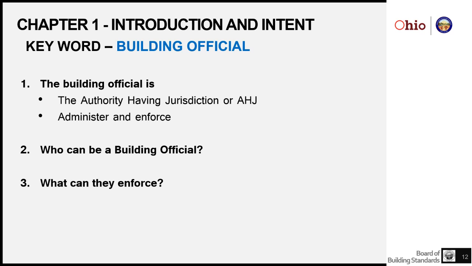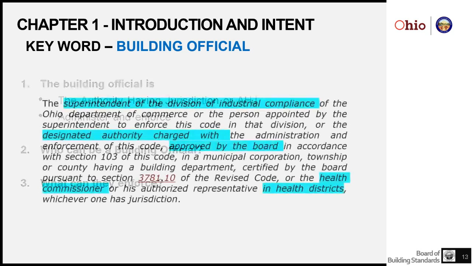This is all going to be determined in the definition of a building official, or it's going to be included in that definition anyway. Who can be a building official? There are actually 3 different types of persons identified here. One is the superintendent for the Division of Industrial Compliance. They have the authority to enforce the rules of the board. The next is a designated authority charged with the administration and enforcement of the code and is approved by the board. So that would be a certified building official.